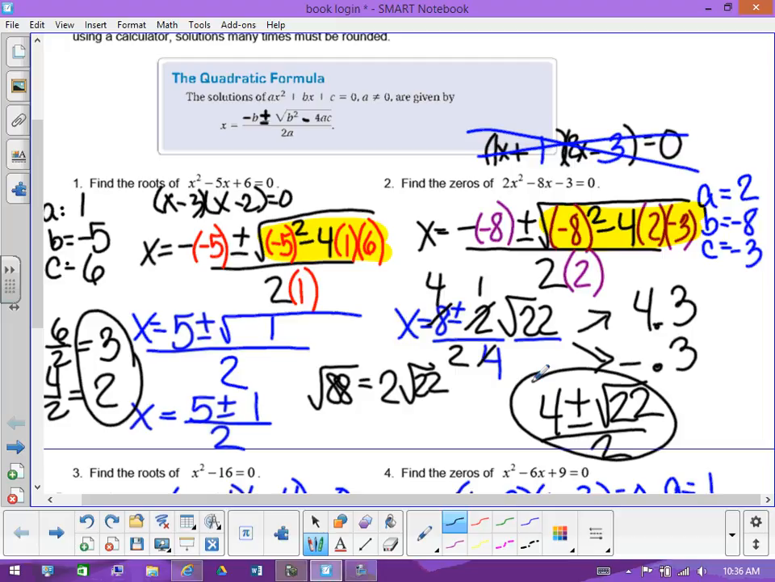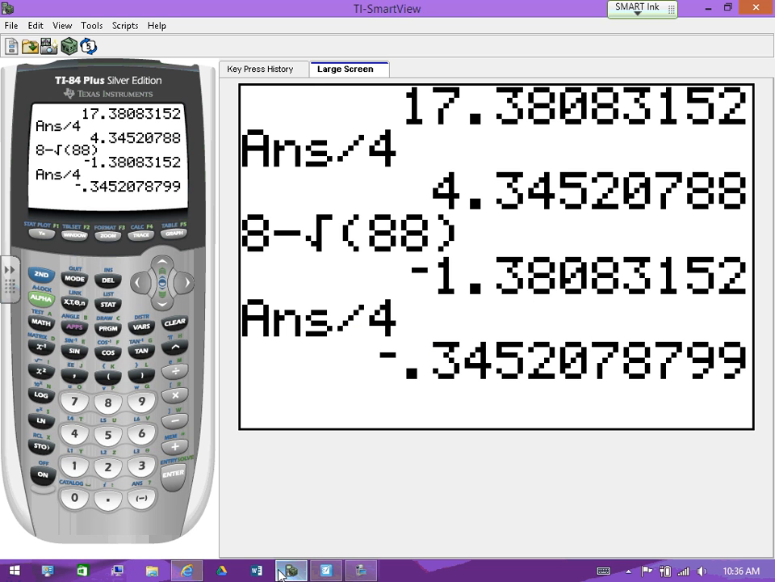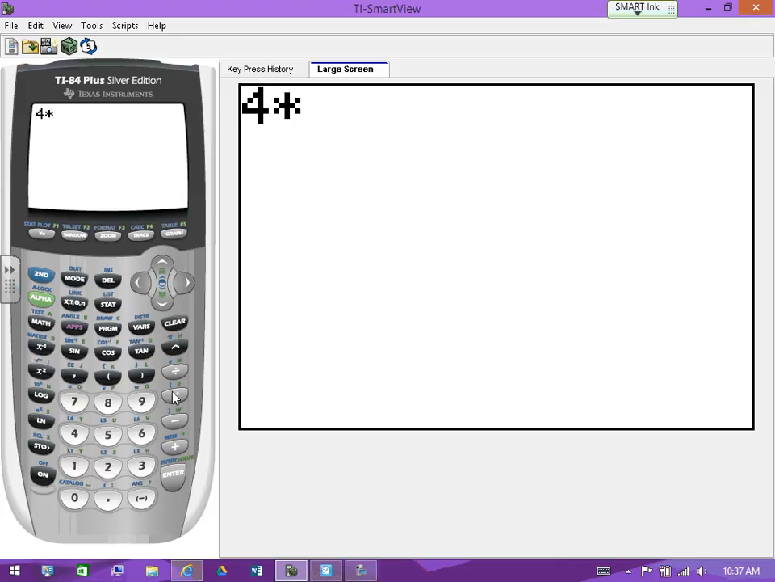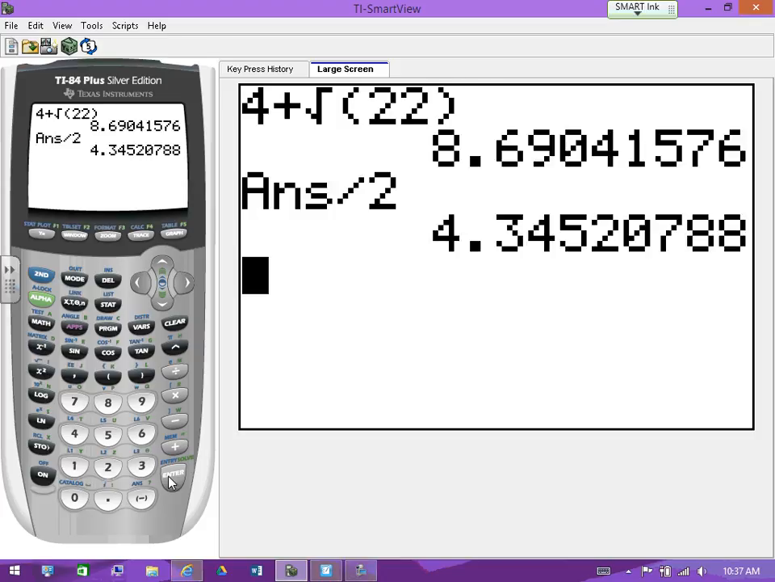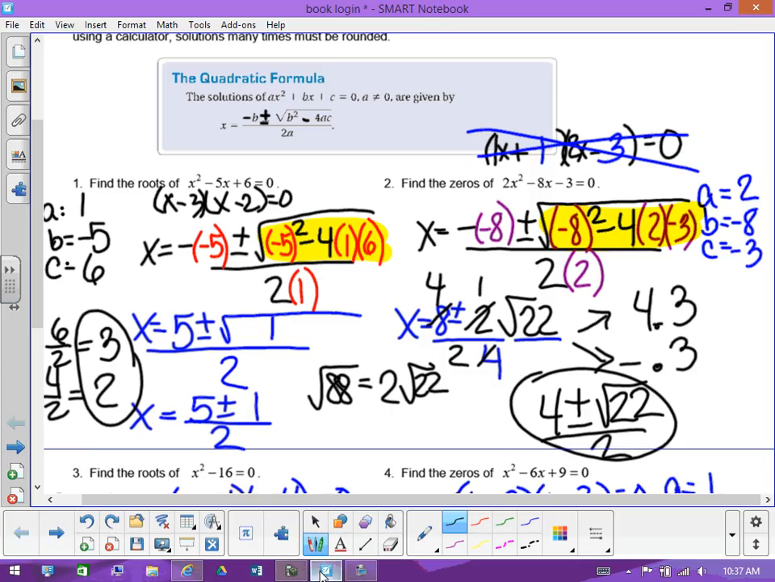But think about it. If that confuses you, because we really haven't dealt with radicals a lot, and you're looking at a test and you see this, and you're like, I just don't know what that means. But you were at the first step, put this in your calculator. 4 plus square root of 22 divided by 2. So what I'm saying is, know how to put this in your calculator and get the decimals, because you can compare those.